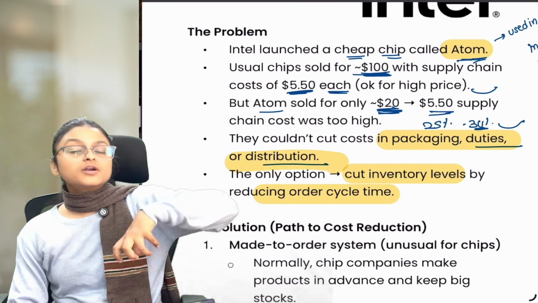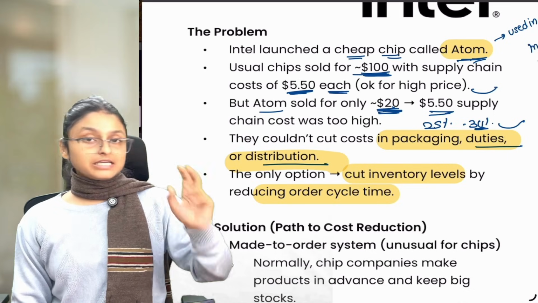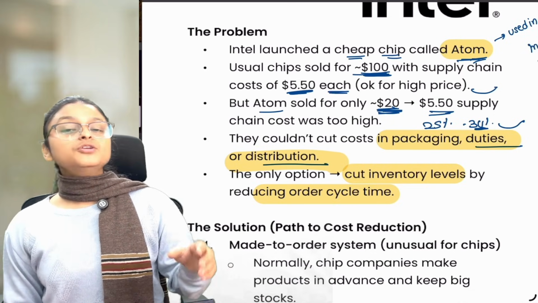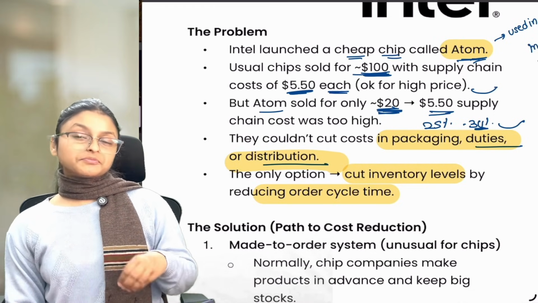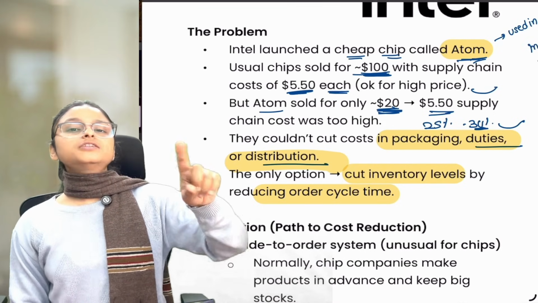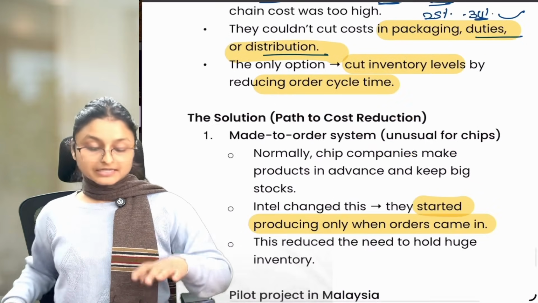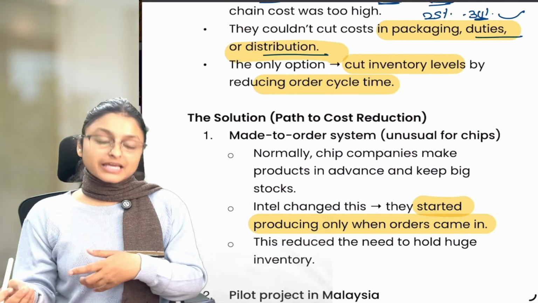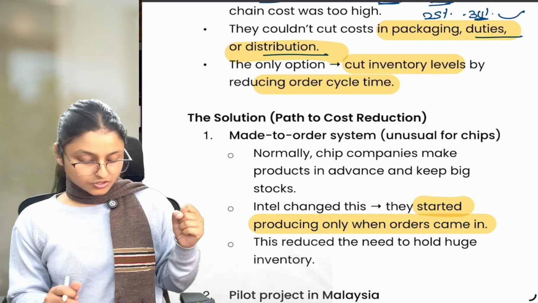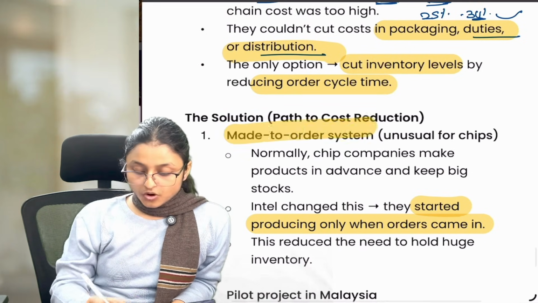Whenever the customer is ordering with us, we'll produce only then. Will not maintain inventory beforehand. Will produce only when we get the orders from the customers. And will produce it so fast so that we can deliver the products on time to the customer. And that is the solution with which Intel came to reduce its supply chain cost. The solution with which Intel came up was made to order system.